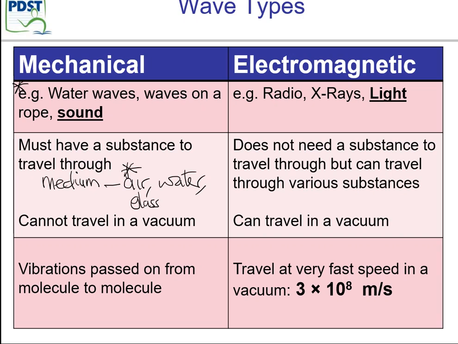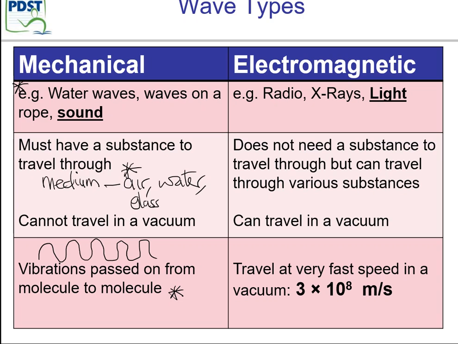And here, for mechanical waves, we have vibrations that pass from one molecule to another. If we start our wave here, these vibrations are passing from one molecule to another, one molecule to another, as the wave is moving in a specific direction. So important information about mechanical waves is that they must have a medium.